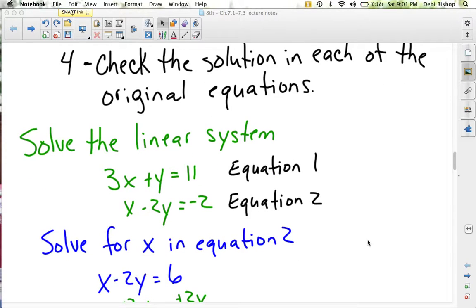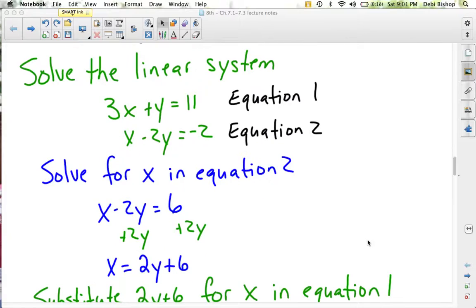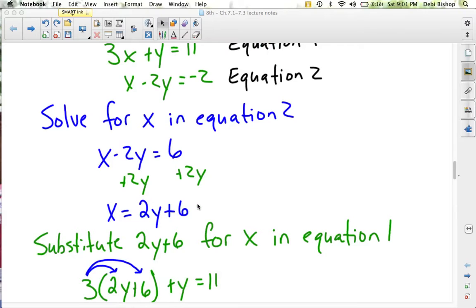So first we have 3x plus y equals 11 and x minus 2y equals 6. Since I think it's going to be easier to solve for x in equation 2, you can choose whichever variable in either equation, whichever one is easiest. So I chose equation 2 to solve for x. So I find out that x equals 2y plus 6. Now I substitute in 2y plus 6 for x in the first equation.